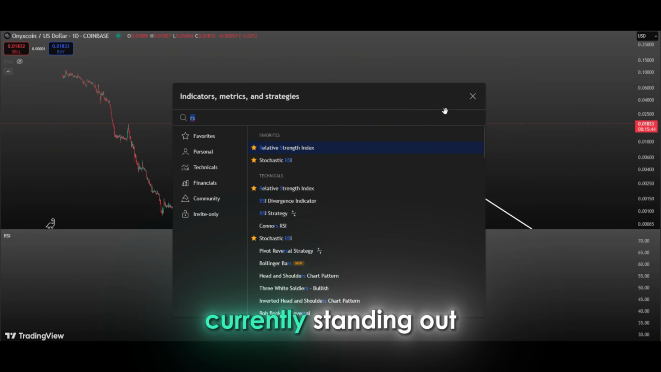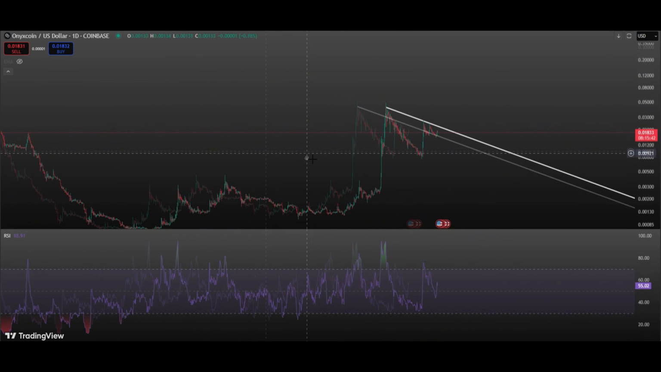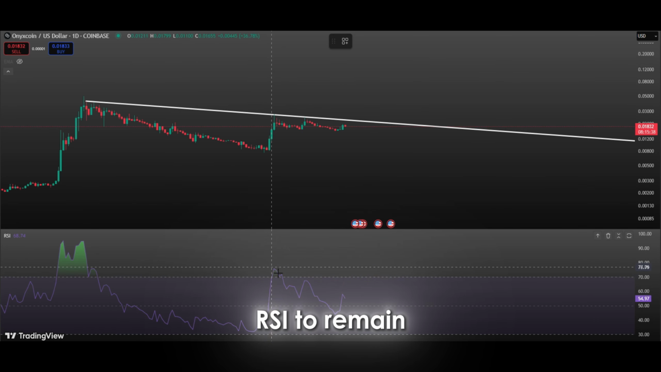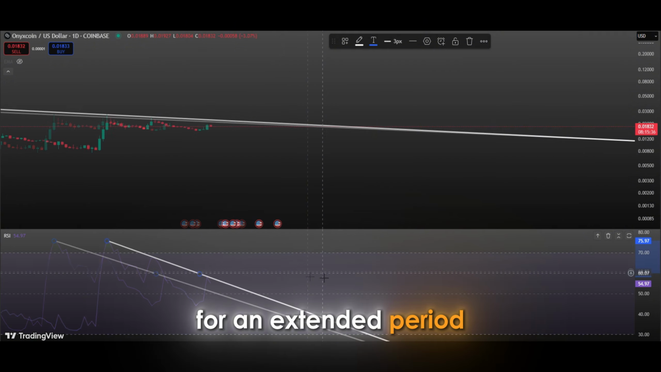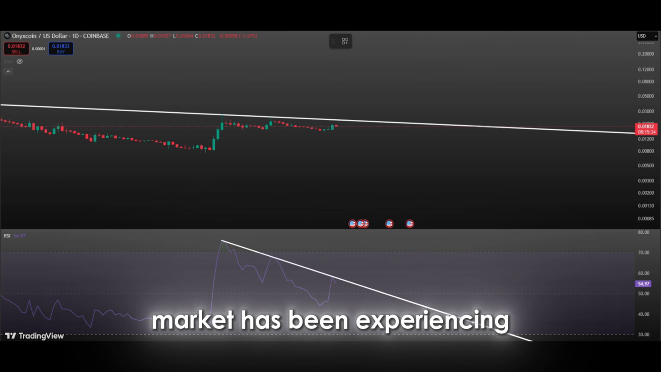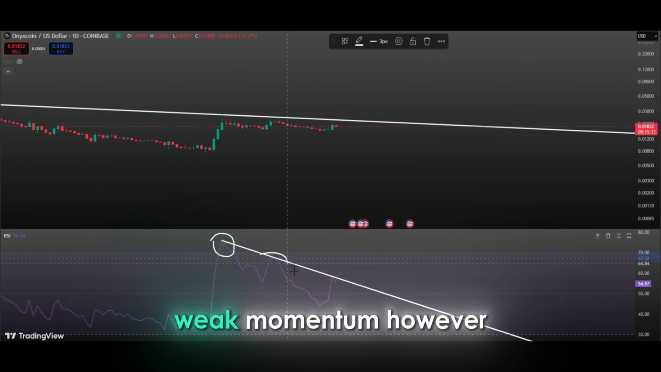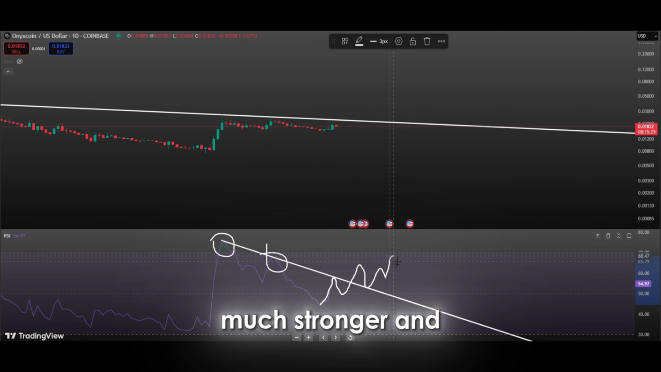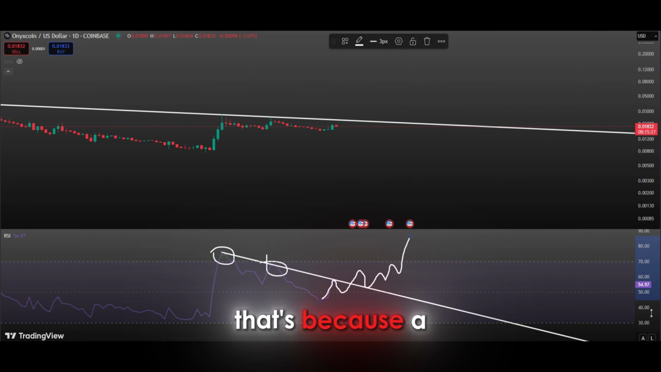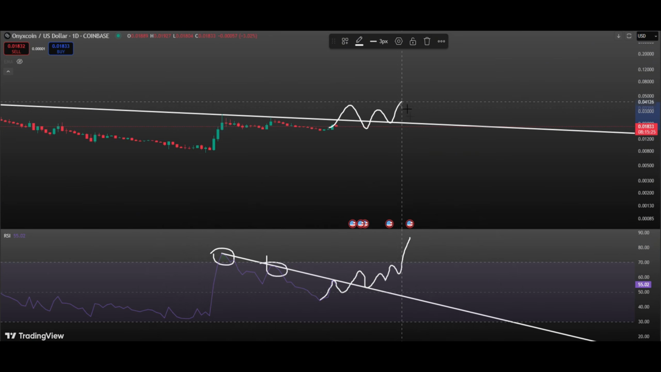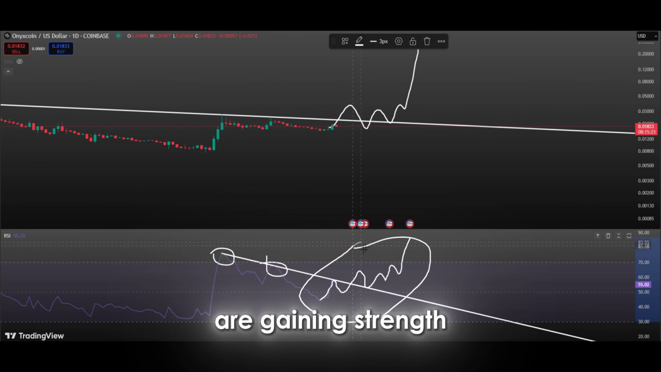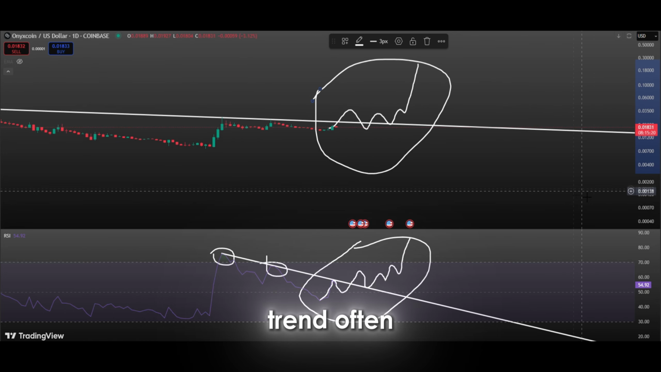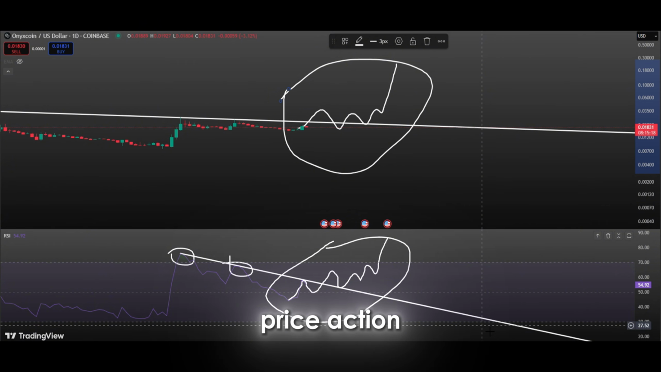One key feature currently standing out on the RSI indicator is the presence of a descending trend. This downtrend has caused the RSI to remain at low levels for an extended period, indicating that the market has been experiencing weak momentum. However, a breakout above this descending RSI trend could be a much stronger and more positive signal. That's because a break in the RSI downtrend indicates that buyers are gaining strength while sellers are beginning to weaken. Breaking this RSI trend often coincides with a similar breakout in price action.